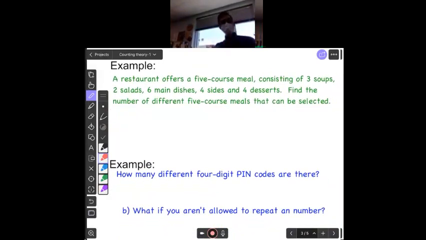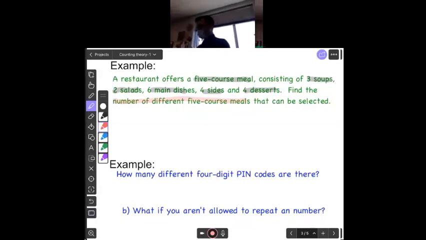So if you don't want to write that whole example down, what you need to know for sure to make sense of this is that there's a 5-course meal. There's 3 soups, 2 salads, 6 main dishes, 4 sides, 4 desserts. And the question is the number of different 5-course meals. If you don't want to write the whole thing down, that's fine, but that's what you need to know in order to make sense of this problem, so when you go back and look at it later, you're not just wondering what this was.